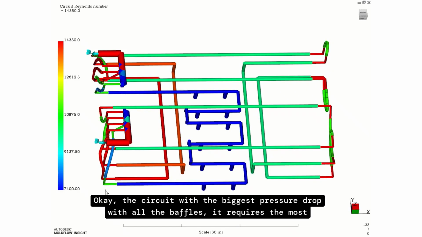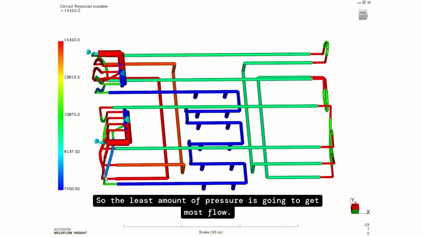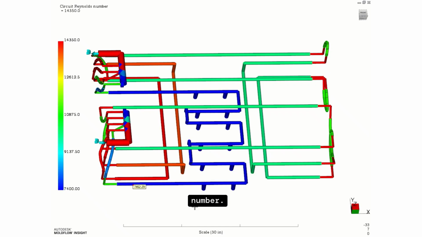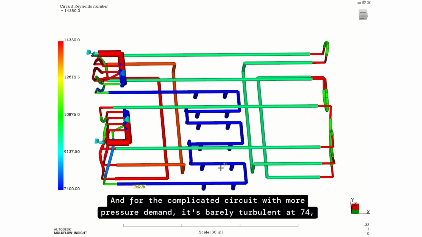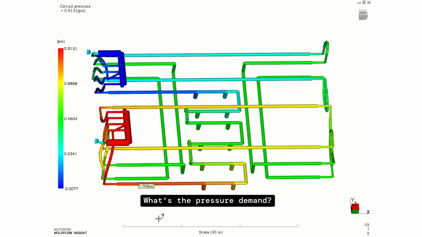Okay, the circuit with the biggest pressure drop, with all the baffles, requires the most pressure. Because they're all coming from the same manifold, the circuit with the least pressure demand is going to get the most flow, all right? The Reynolds number on the simple circuit is just about 15,000, over 14,000. For the complicated circuit with more pressure demand, it's barely turbulent, just over 7,400 for a Reynolds number. Now, if we look at that same pressure through the circuits, what's the pressure demand?